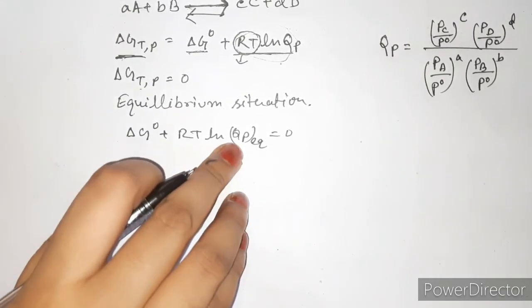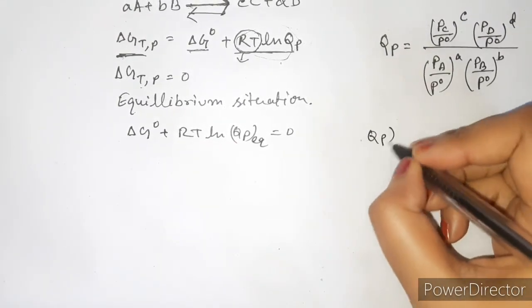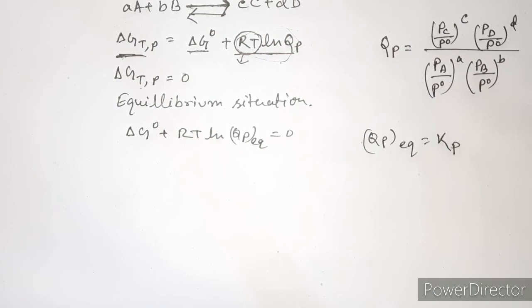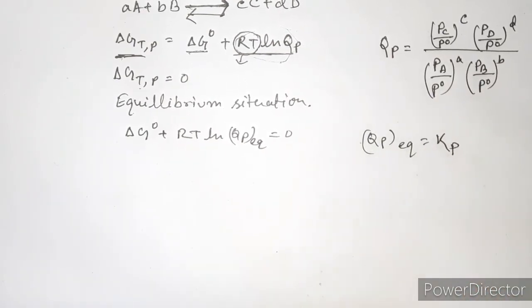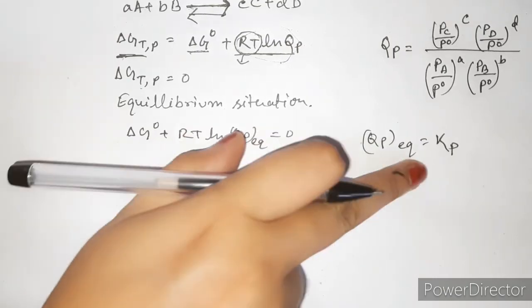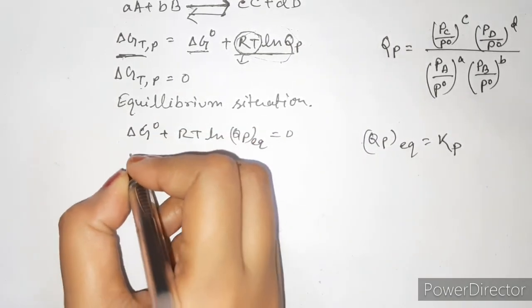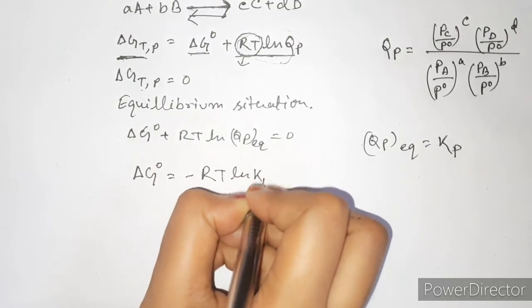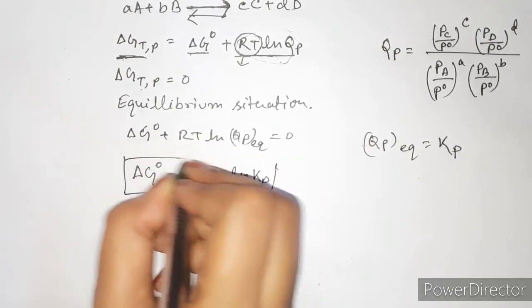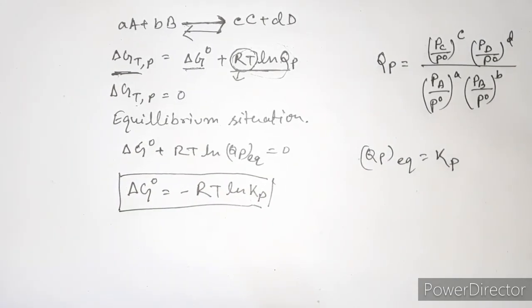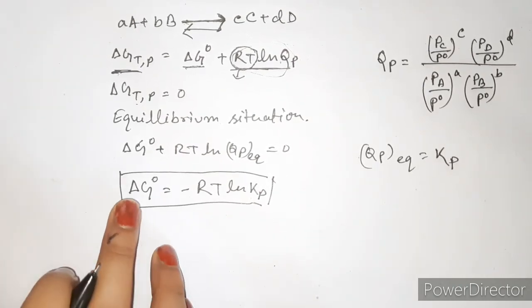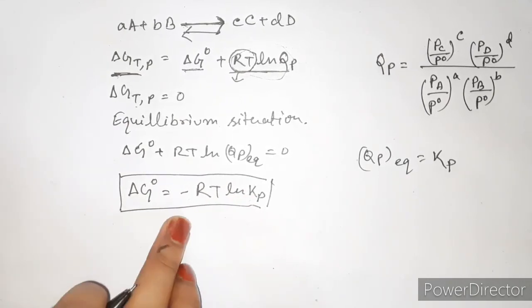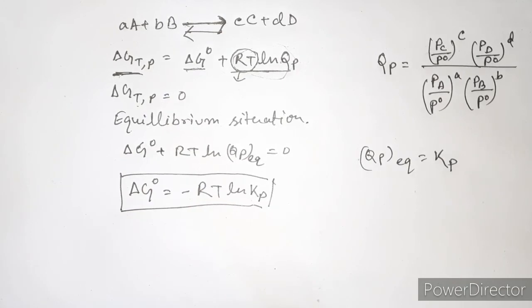Qp at equilibrium is known as Kp, that is the equilibrium constant at the equilibrium condition, and this equation will be del G0 is equal to minus RT ln Kp. There is another form of the Van 't Hoff equation. Here you can relate the standard Gibbs free energy with the equilibrium constant Kp, that is del G0 is equal to minus RT ln Kp.